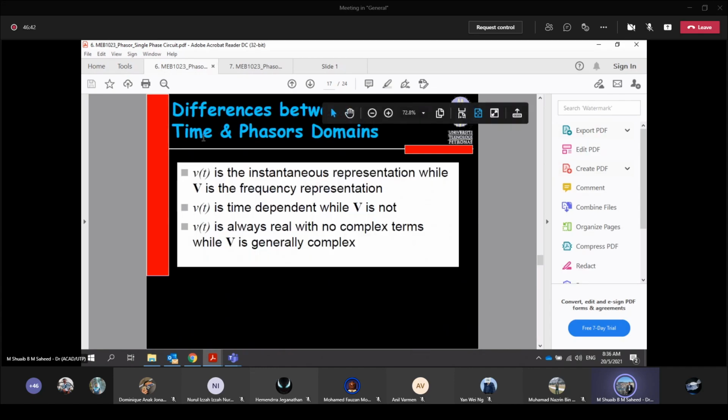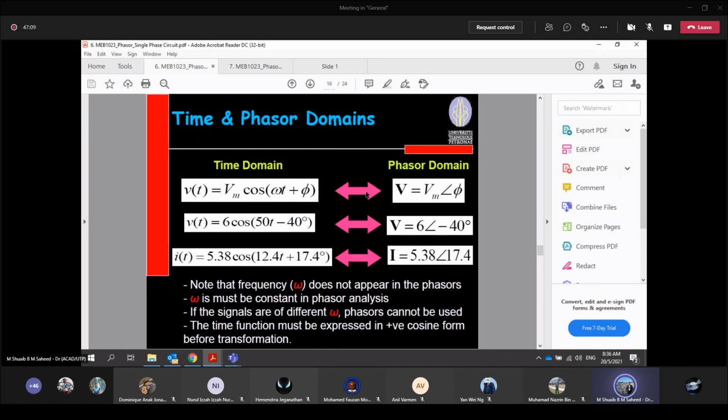So what are the differences between the time and the phasor domains? V(t) is the instantaneous representation, the instantaneous value at that particular time, while V will be the frequency representation, the whole value. Why do we use that? Because if you want to analyze, this will be the simpler form. You can look at it directly. Here you have 1, 2, 3, 4 components. Here you only have 2 components. The simplification is to make the analysis easier.